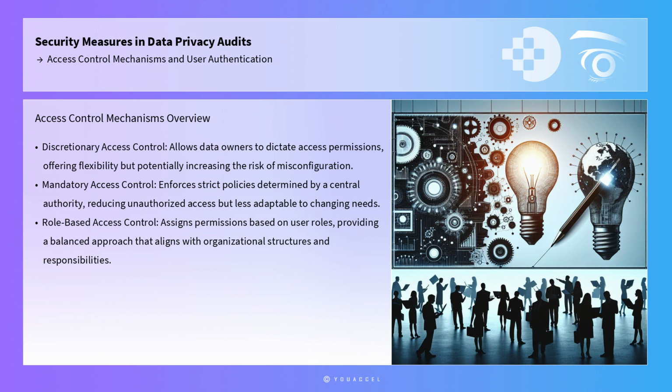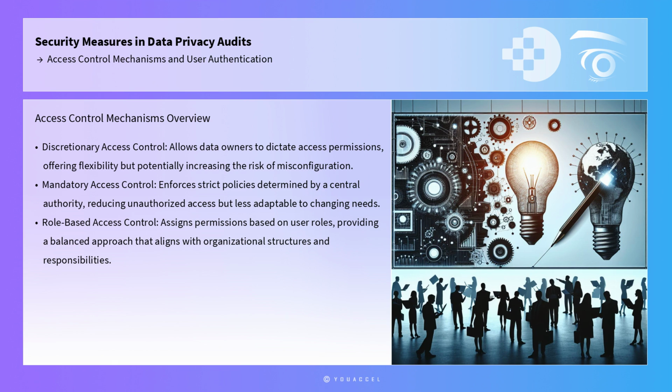Access control mechanisms are the gatekeepers of information systems, ensuring that only authorized users have access to specific resources. These mechanisms are typically classified into discretionary access control, mandatory access control, and role-based access control. Discretionary access control allows data owners to dictate access permissions, offering flexibility but potentially increasing the risk of misconfiguration. Mandatory access control, on the other hand, enforces strict policies determined by a central authority, which reduces the likelihood of unauthorized access but can be less adaptable to changing needs.